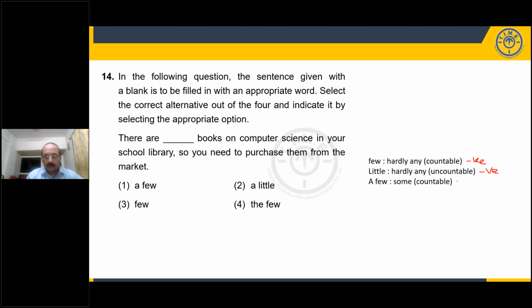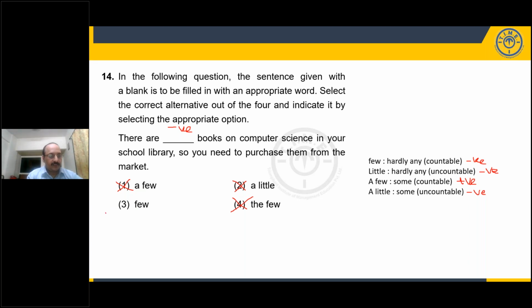As compared to this, a few means some. It's used in a positive way. There are a few students present today, means there are some students. A little is some for uncountable nouns. I have a little patience, which means I have some amount of patience. So if I need to purchase books from the market, that means that there are not many books, very few books. So I basically need a negative word over here, and books are countable. That means a little is automatically eliminated. It's negative, so a few is also eliminated. The few is also eliminated.